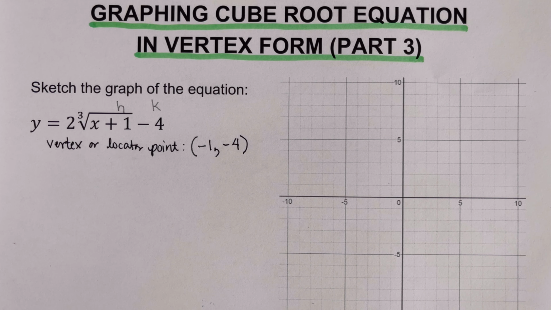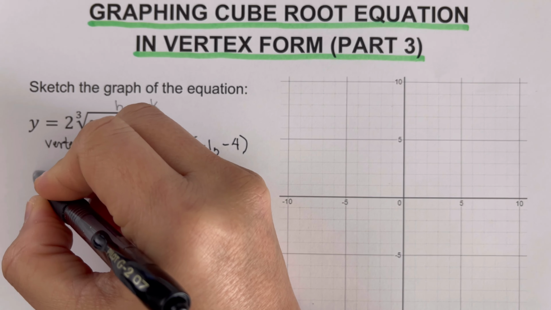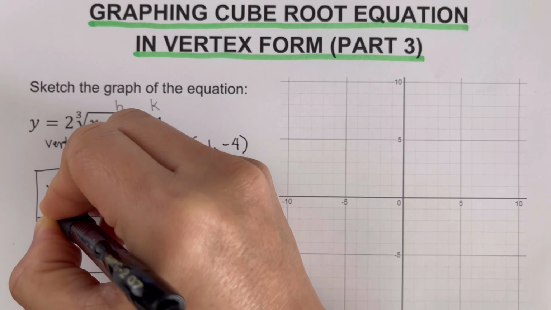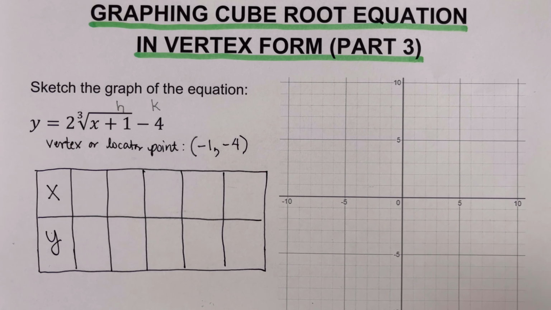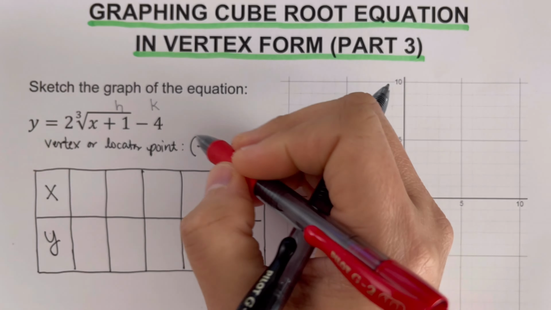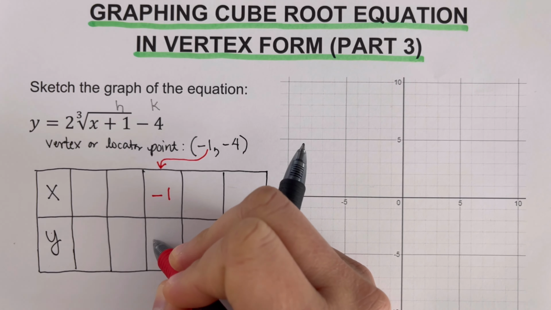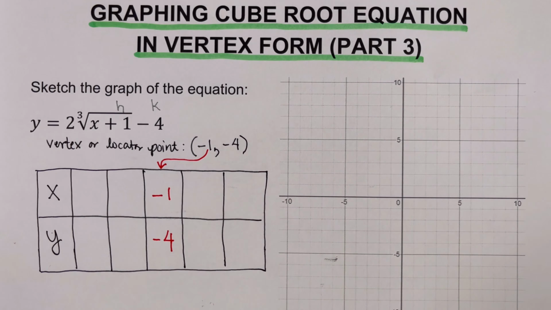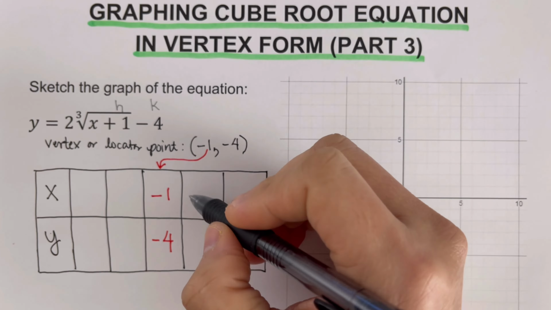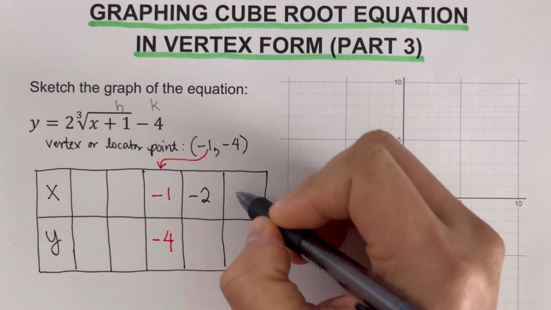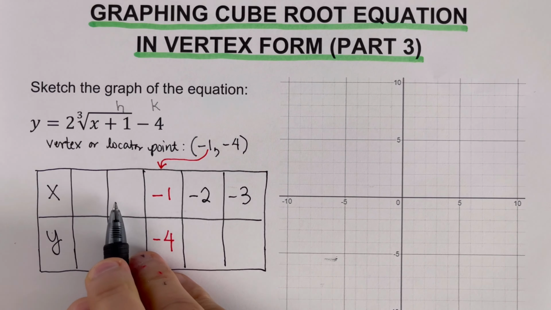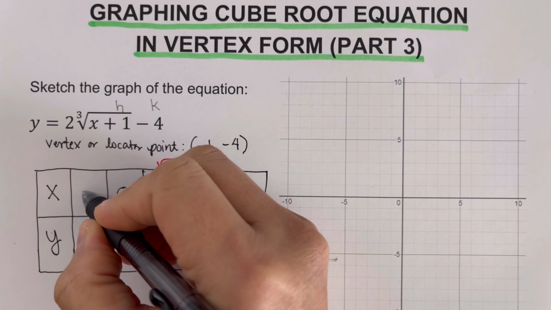The second step is to create and complete the table of values. I'm going to draw the table of values down here. In this table, we write the vertex or locator point in the middle, so this would be -1 and -4. Then we determine the rest of them. I can write -2 and -3 here, and going the other way, this would be 0 and 1.